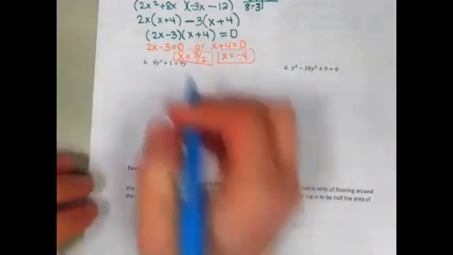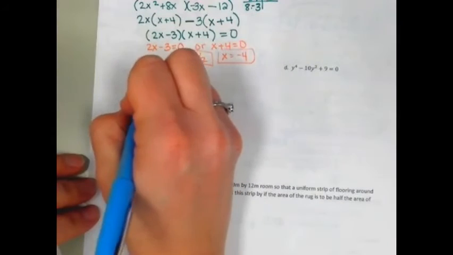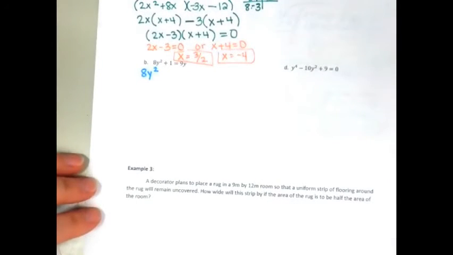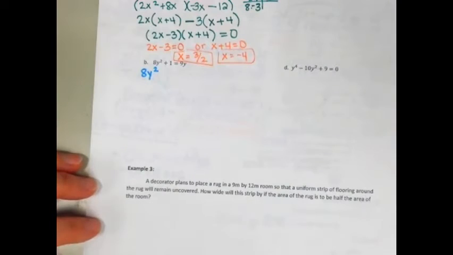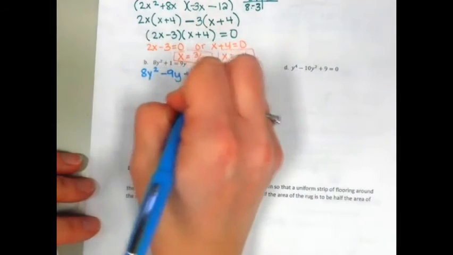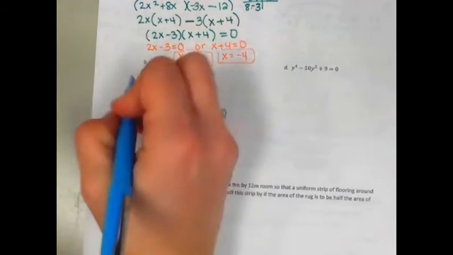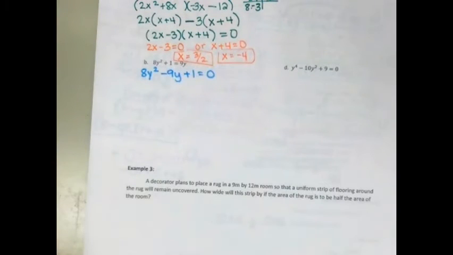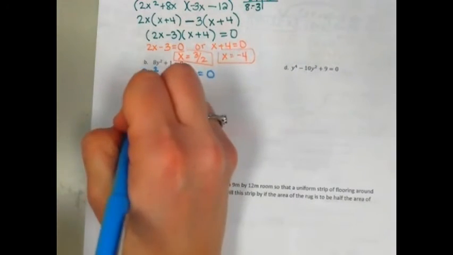All right. So how do you guys move that 9y over? I would subtract the 9y. Where would that 9y go? Would it go at the end or in between? In between. So minus 9y plus 1 equals 0. Okay. All right. So do we have a GCF here? Nope. So we're going to factor by grouping.